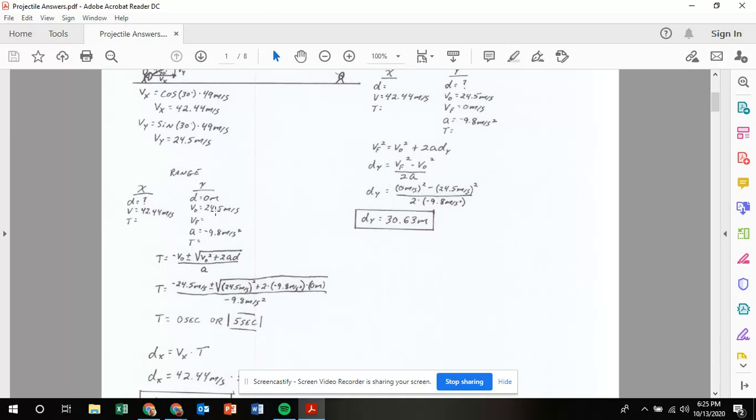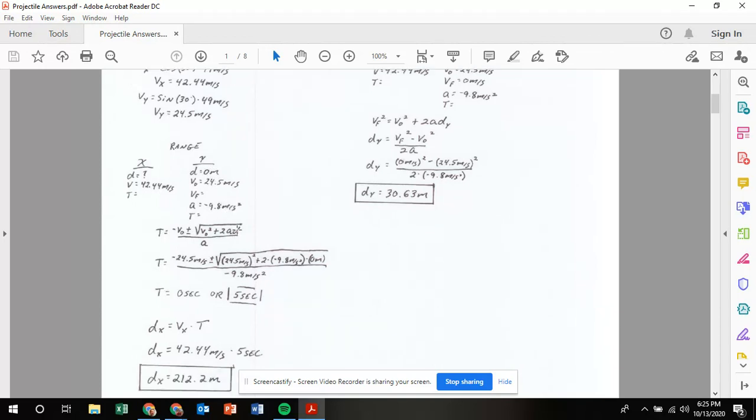D is 0, v naught is 24.5, a is negative 9.8. We could actually, when using the third equation, which is that d equals v naught t plus 1/2 at squared, rearrange that knowing that d is 0 and not have to use the quadratic formula. But I decided to do that since we are going to be using the quadratic formula a lot. That way I know that you're familiar with it.